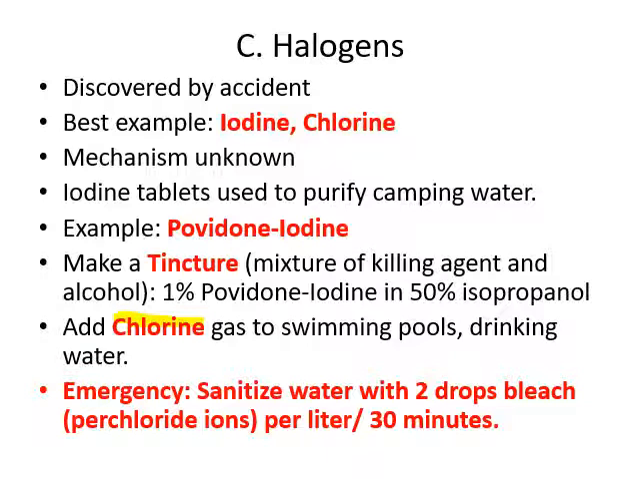So you need an emergency method to sanitize the drinking water after an earthquake or some disaster like that. And so it turns out that if you put 2 drops of bleach, which are perchloride ions, into a liter of water and shake it up and leave it for 30 minutes, you can drink that water, and it will have killed most of the coliforms that are contaminating the water.